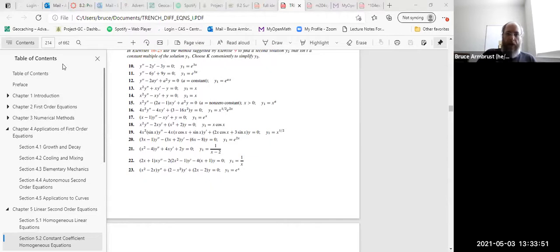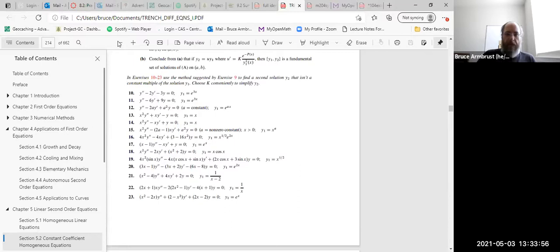All right. So for this one, it says, use the method suggested in exercise 9 to find a second solution that isn't a constant multiple of the other solution. All right, now, I don't know what exercise 9 is. I'm not going to go back and, well, might as well, it's right here.